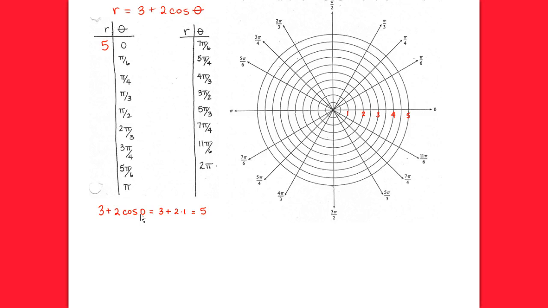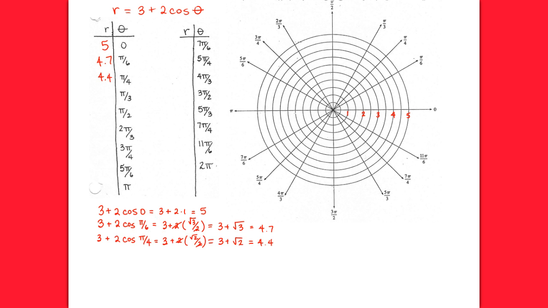All right, so next one, let's plug in pi over 6. So if I put pi over 6 in the place of theta, cosine at pi over 6 is square root of 3 over 2. Multiply that by 2 and we'll get 3 plus the square root of 3, which is 4.7. And again, when you put this whole string in your calculator, you should be getting 4.7. All right, then try plugging in pi over 4. When you plug in pi over 4, you should get 4.4. Anybody having trouble getting those values on your calculator?